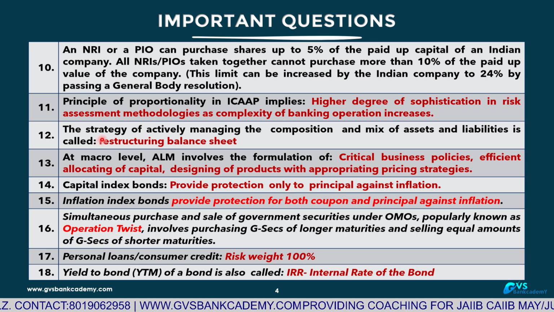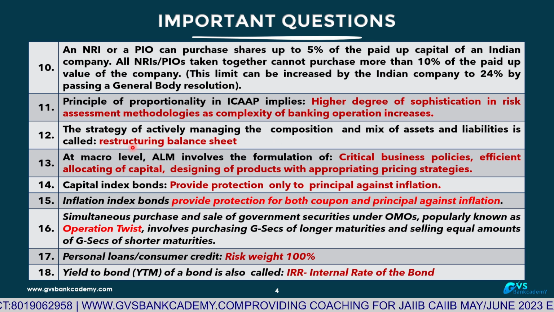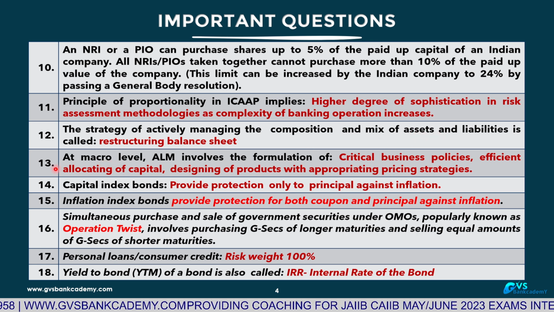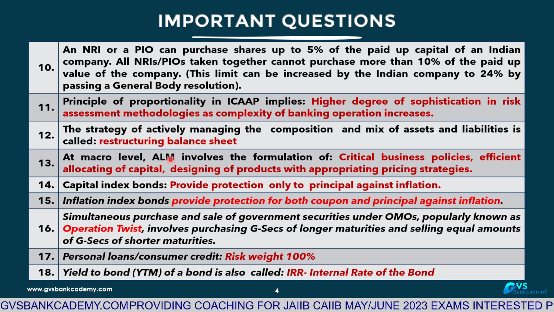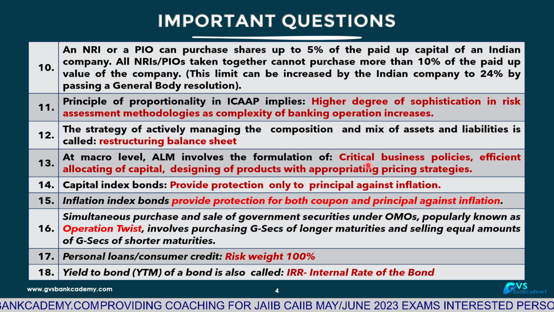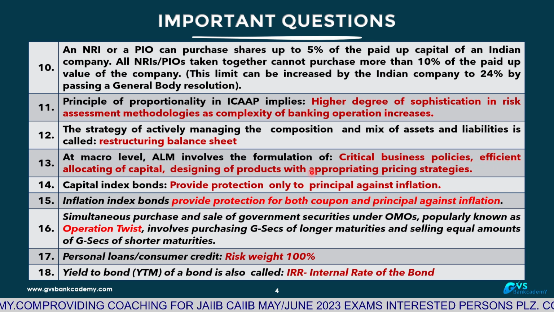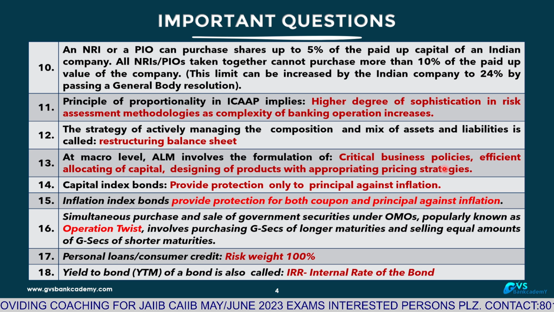12. The strategy for actively managing the composition and mix of assets and liabilities, restructuring, is balance sheet management. 13. At macro level, broader level, asset liability management involves formulation of critical business policies, efficient allocation of capital, designing of products with appropriate pricing strategies.